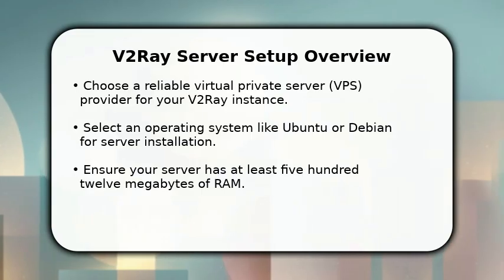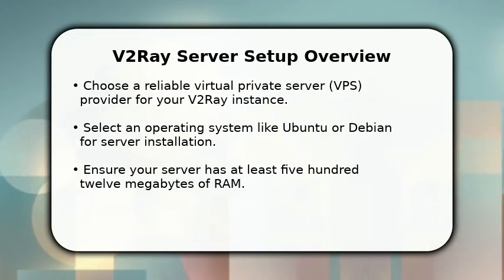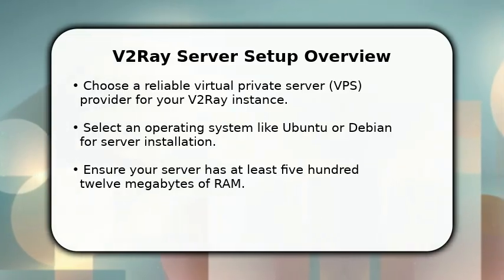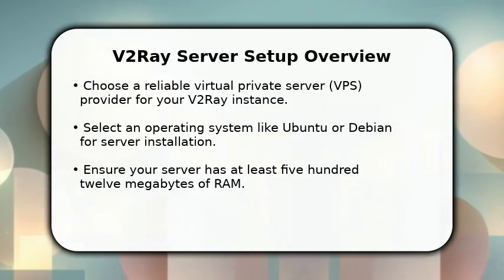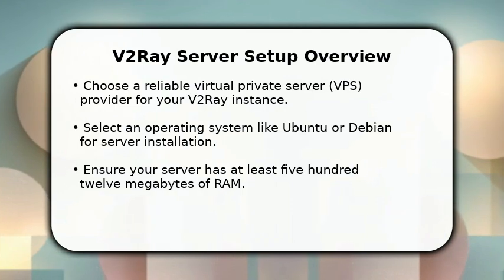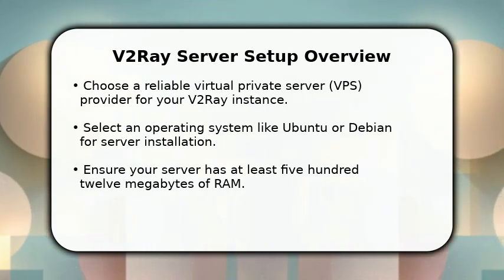Next, choose an operating system for your server. Ubuntu or Debian are excellent choices. Make sure your chosen server has at least 512 megabytes of RAM for smooth operation. This foundational step is crucial for a stable V2Ray environment.